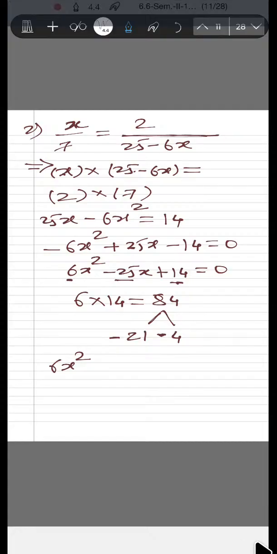So minus 25 I can write as minus 21x minus 4x plus 14 is equal to 0. See, if you solve this one, you will get the previous step. That's it.